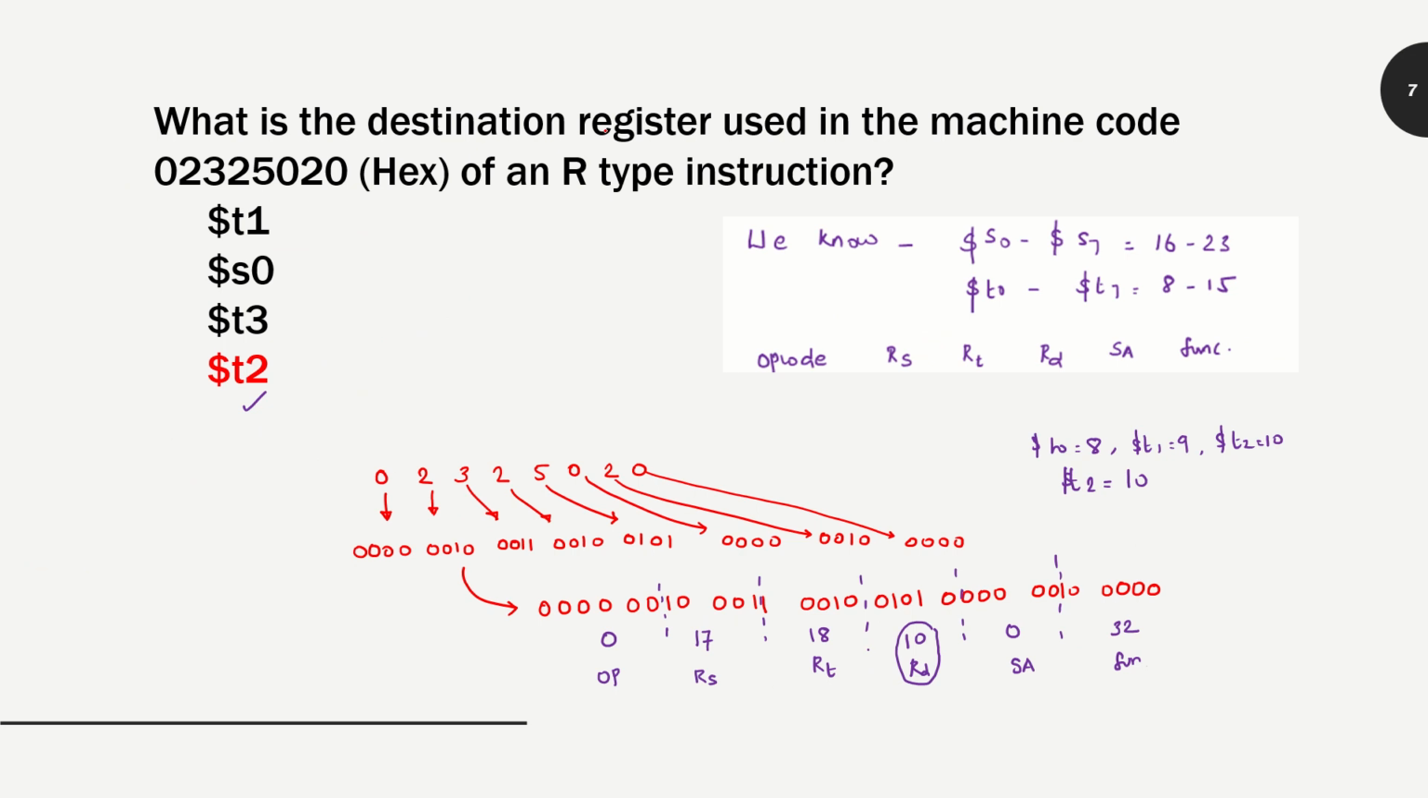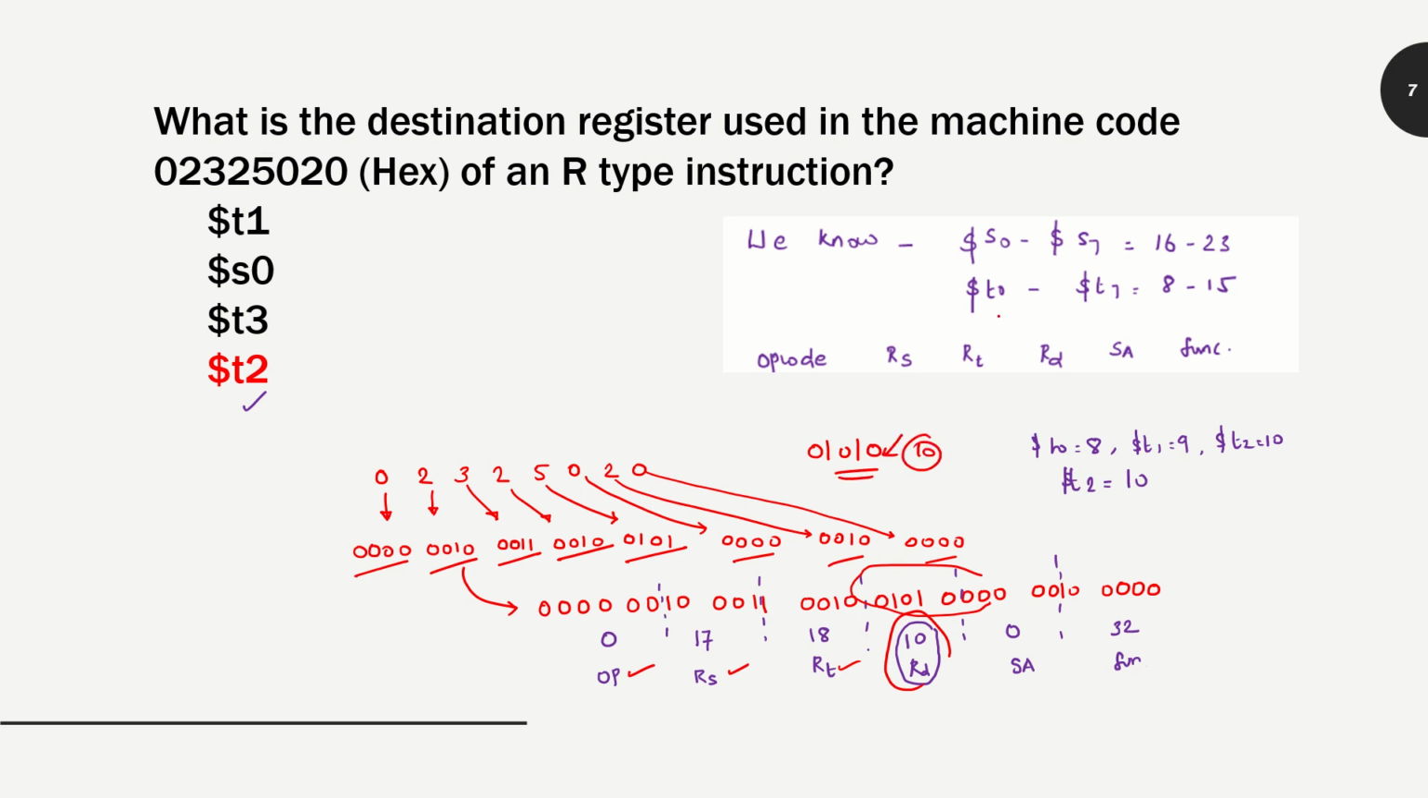Now, what is the destination register used in the machine code 00A32820? As usual, 0 is converted as 0000, 2 as 0010, 0001, 0010, 0101. Similarly, I expand for everything. Now we know that it is 6-bit, 5-bit, 5-bit, 5-bit, 5-bit and 6-bit. Right? So what do we do? The order is opcode, RS, RT and RD. RD 5 bits I have grouped, and you can see that the value is 0, 1, 0, 1, 0. So what is it? It is nothing but 10.